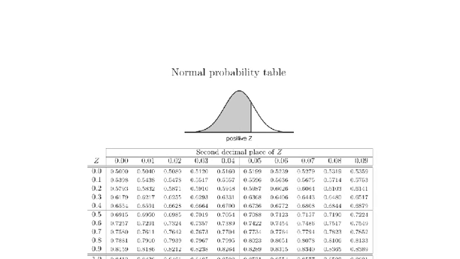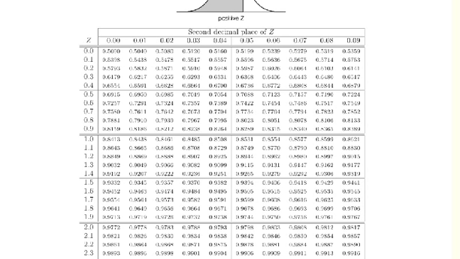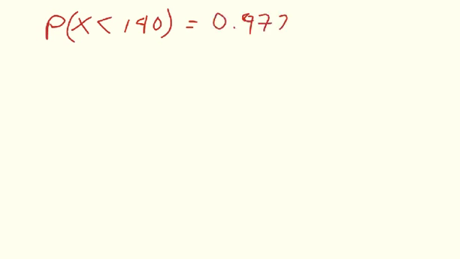So here's my standard normal distribution table, and I'm looking for the z-score 1.92. It looks like 1.92 is 0.9726. That means there's 0.9726 below the blood pressure 140. So that is the probability that a blood pressure would be below 140: 0.9726.